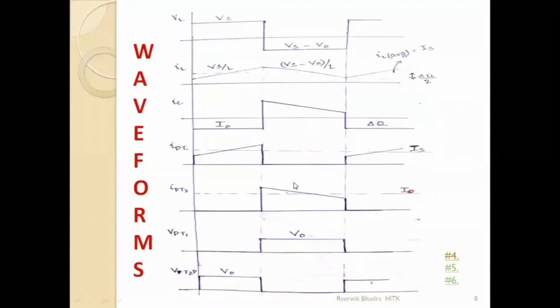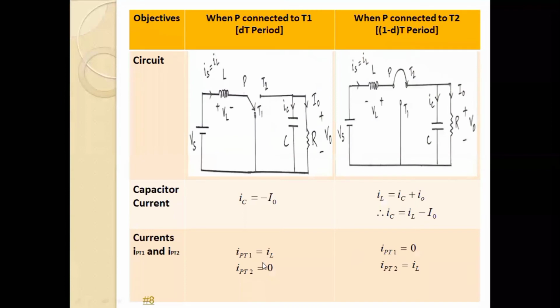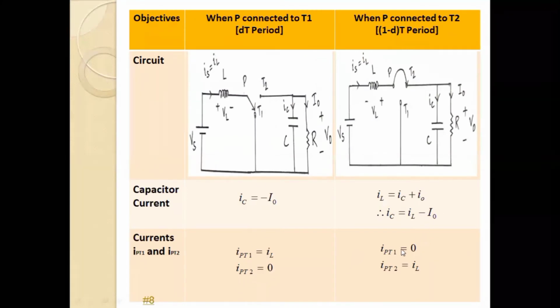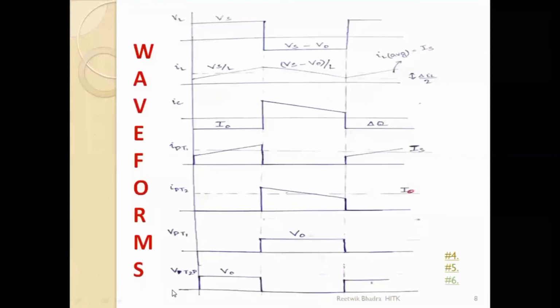So I'll jump into this. IL I have drawn over here. See, IPT1 is IL during the DT period. IPT2 is IL during 1 minus DT period. 1 minus DT period is decreasing, so it is decreasing. Okay. Now during this period, DT period, what is IPT2? 0. During this 1 minus DT period, what is IPT1? 0. See, during this period, T off period, it is 0. During this T on period, IPT2 is 0.